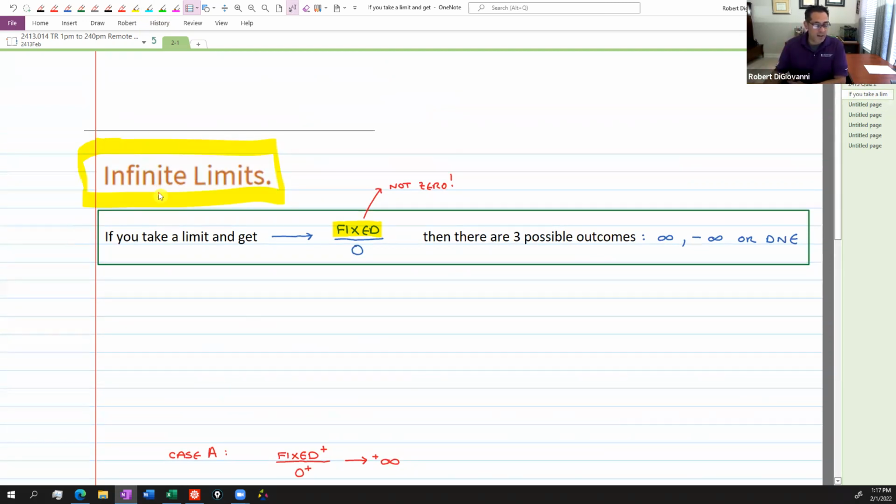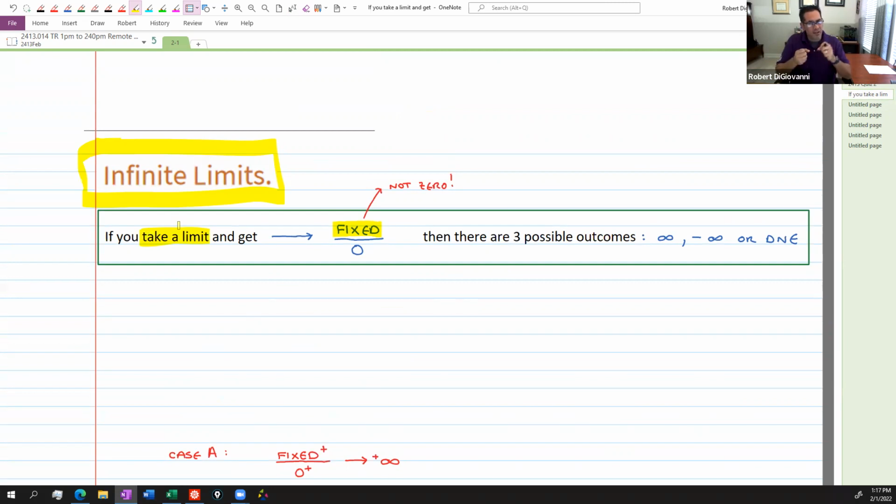If we ever take a limit, and again, we're taking a limit, that means we're in calculus, right? This is not an algebra thing where I'm asking you to take two numbers and then divide them. Because if I just give you two numbers and ask you to divide them, you're going to get a number as an answer, unless it's undefined, right? Unless you divide by zero.